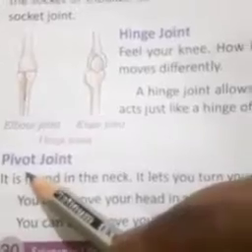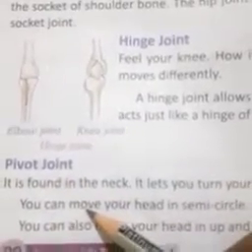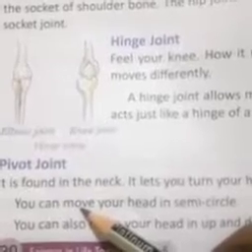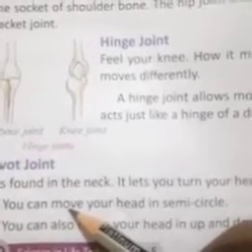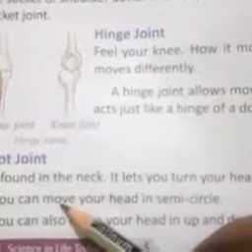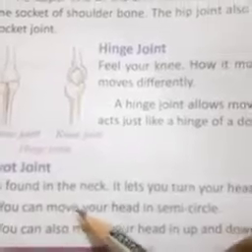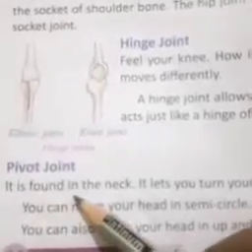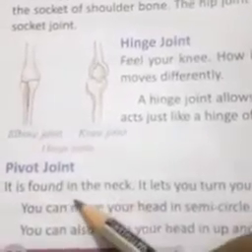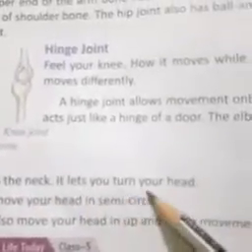Next, pivot joint, also called rotatory joint, a freely movable joint that allows only rotatory movement around a single axis. This moving bone rotates within a ring that is formed from a second bone. It is found in the neck. It lets you turn your head.